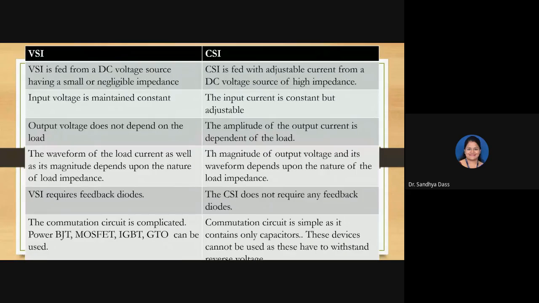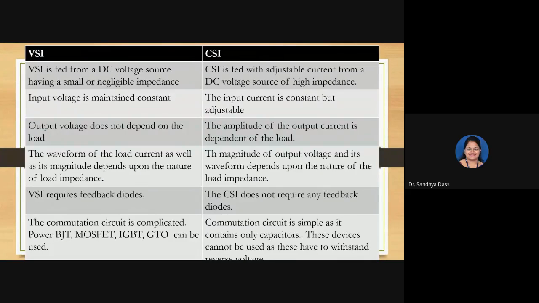VSI requires feedback diodes. If you can recall the circuit there, the voltage source inverters require feedback diodes, whereas CSI circuits do not need a feedback diode. Here in VSI, the commutation circuit means what? To turn off the power semiconductor devices, right? Like power BJTs, power MOSFETs, IGBT, GTO.